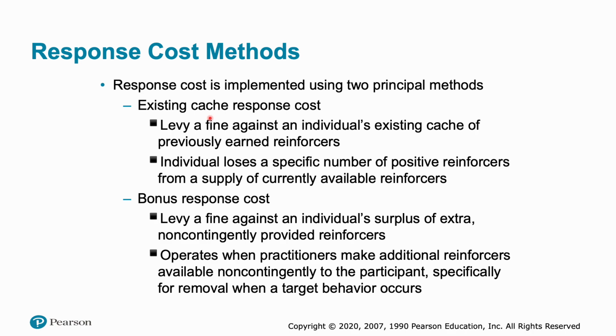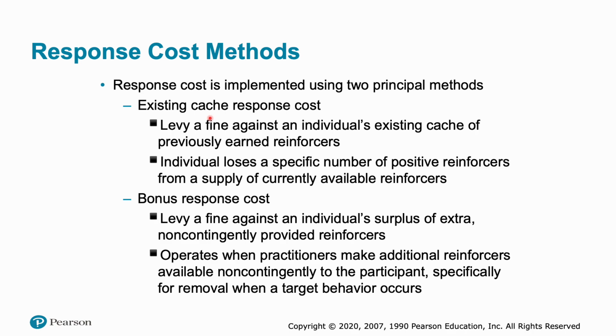So it could also be money. For example, you could have an individual with an allowance, and contingent on engaging in problem behavior, they can lose a certain amount of their allowance. I have it in the next slide, so I'll show it to you there.